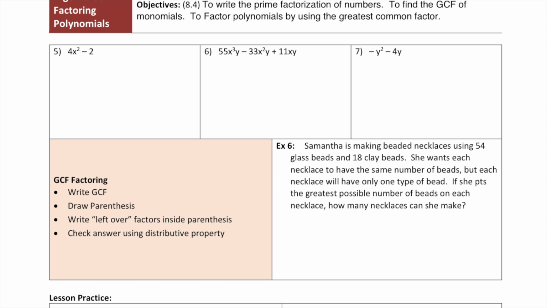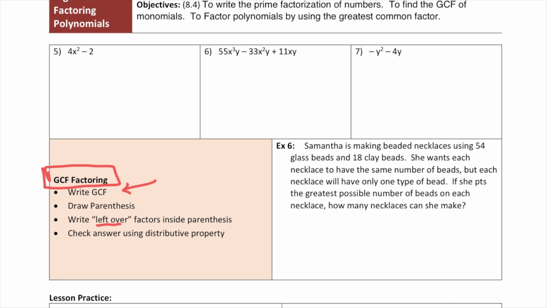So this is our first type of factoring. And factoring is a way to rewrite your polynomial expressions. The first thing we always look for is a GCF. We draw the parentheses. If you need to write the word leftover factors to help you remember what you're doing, then please do. And you can always check your answer.